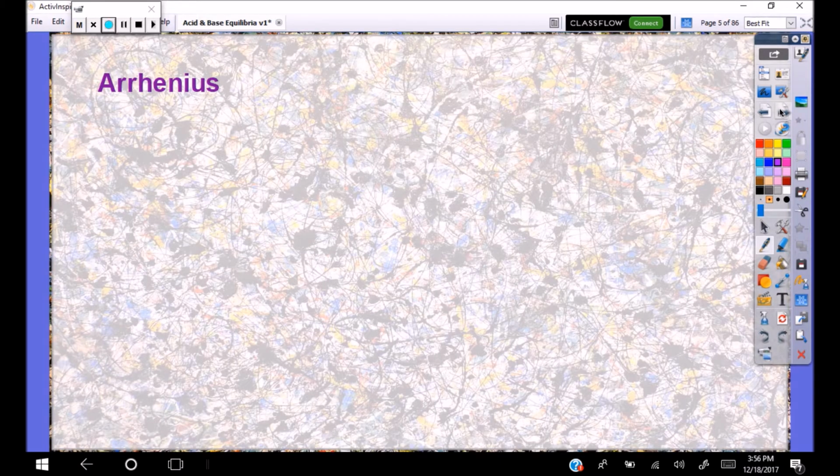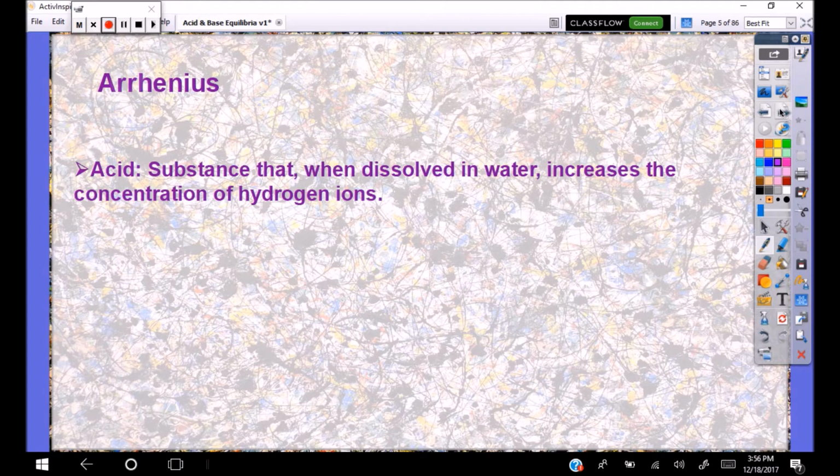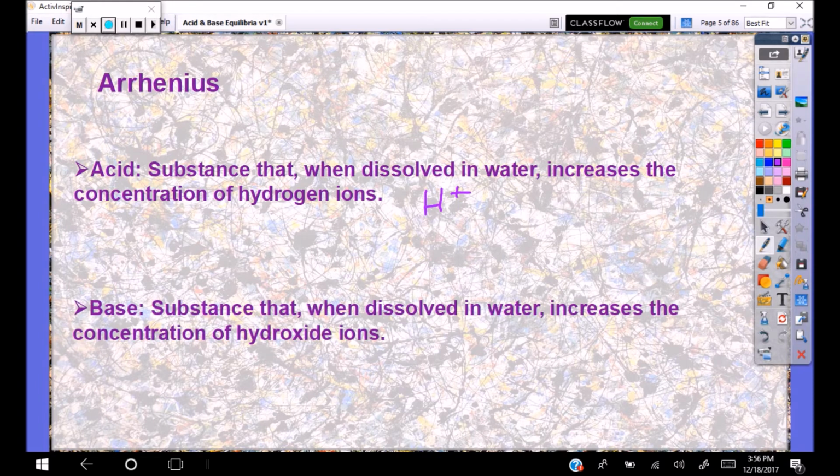All right. We have 3 different definitions we'll cover. We're mainly going to focus on the Bronsted-Lowry and the Lewis definitions, but the Arrhenius definition is what started it all. We've already talked about Arrhenius in kinetics, same guy. An acid, from his perspective, is a substance that, when dissolved in water, increases the concentration of hydrogen ions. So when we're talking hydrogen ions, we're talking H+. When it comes to bases, this would be a substance that, when dissolved in water, increases concentration of hydroxide ions.